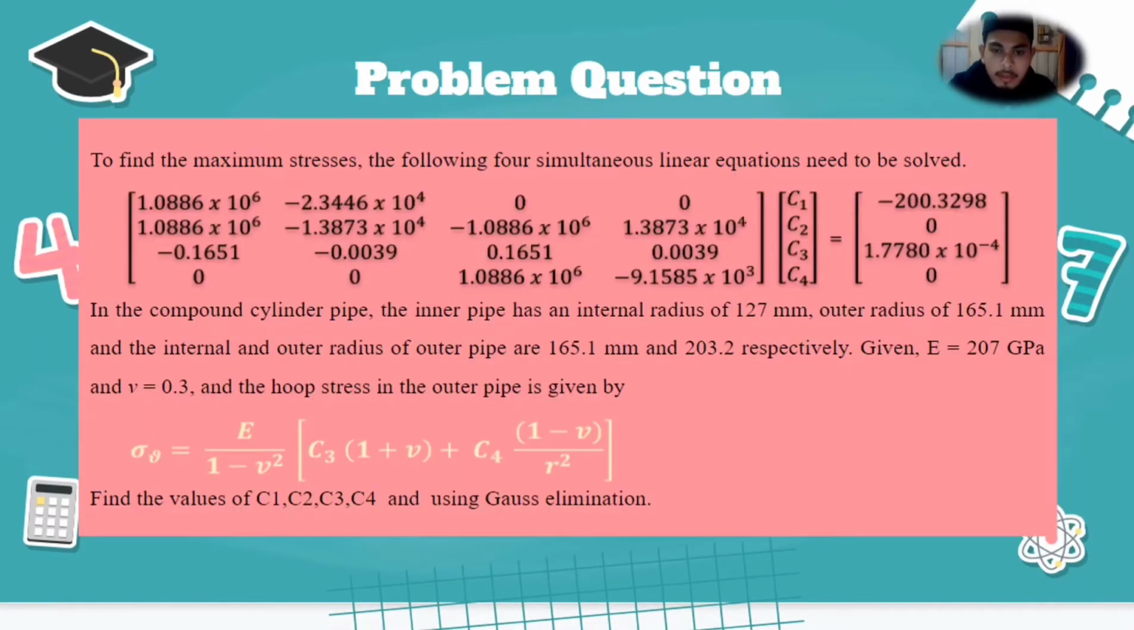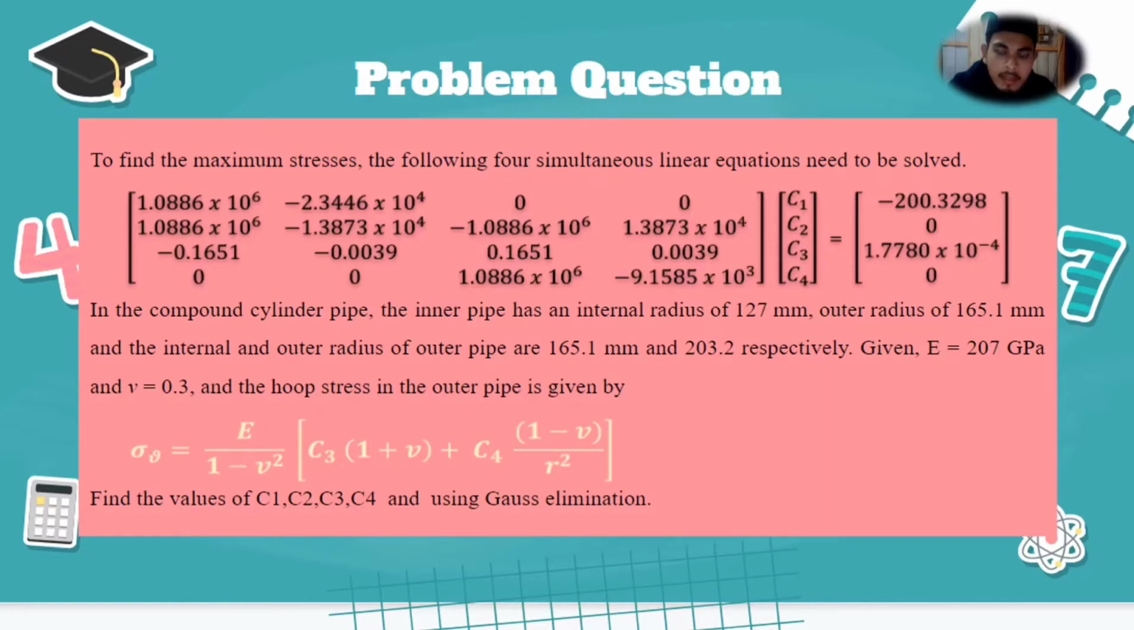Next we jump to the problem question, which is we need to find the maximum stresses, where the following four simultaneous linear equations need to be solved. Here, the Gauss elimination method is applied, as we already mentioned, in order to reduce the effort in finding solutions by eliminating the need to explicitly write the variable at each step.